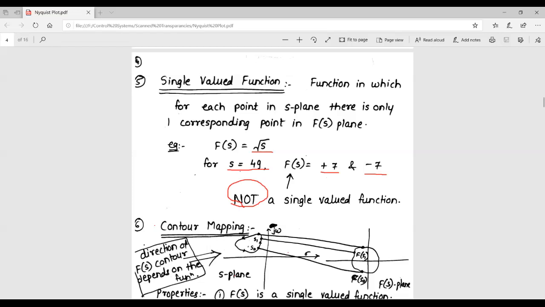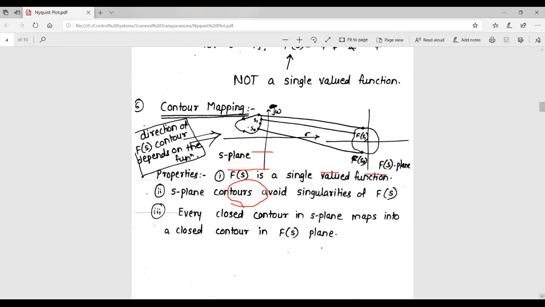Okay. So in the control systems curriculum, we have not come across a function which is not single valued. All we analyze is single valued functions. And the reason for that is given in the contour mapping. Okay. Now what is contour mapping? In contour mapping, instead of mapping a point from the S plane into the f of S plane, you should have the mapped contour.